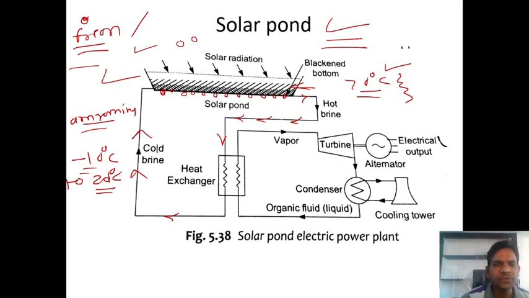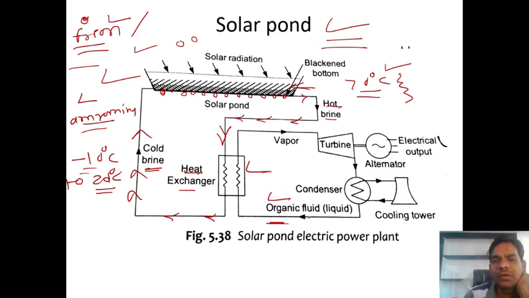So there is circulation of this brine. Brine means nothing but the water that will circulate here. This hot water we call hot brine. So this hot brine is circulated through the pipe. You see here, guys, there will be a heat exchanger. This heat exchanger exchanges the heat with this organic fluid. The organic fluid is nothing but Freon or ammonia.